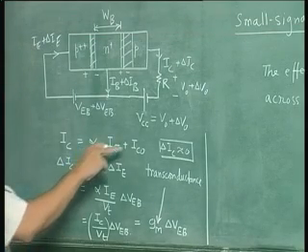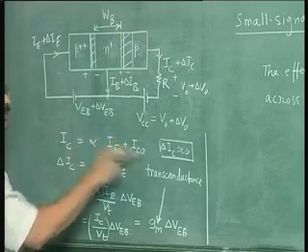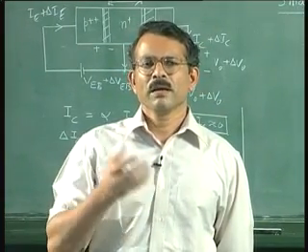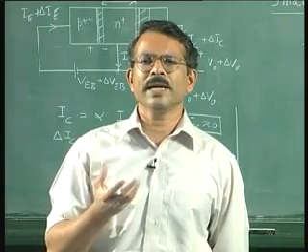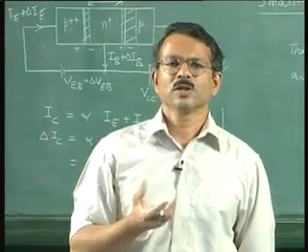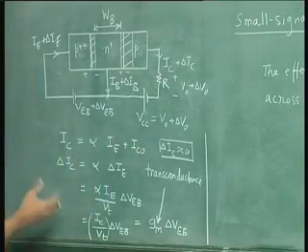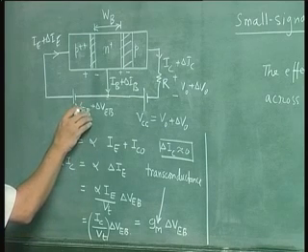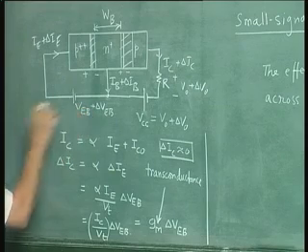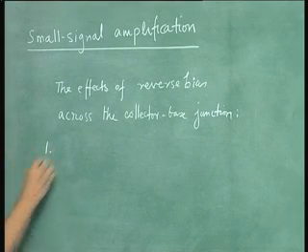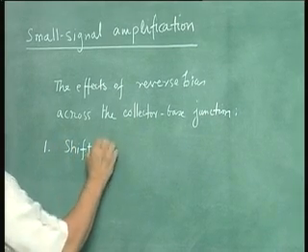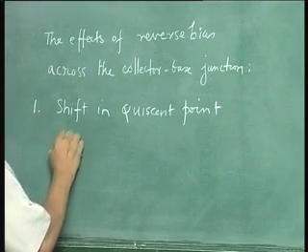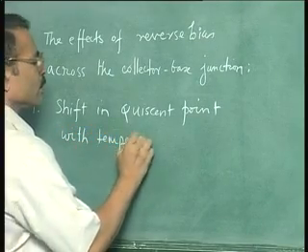And in such a case, this ICO will change rapidly with temperature. We know that ICO is a reverse saturation current of a PN junction, and as we have explained, it doubles approximately for every around 8 to 10 degree centigrade rise in temperature for silicon diodes. So silicon transistors also, similarly ICO will change rapidly with temperature. Now as a result of this, the bias point of the transistor under DC conditions, also called the quiescent point, can shift. So the shift in quiescent point with temperature.